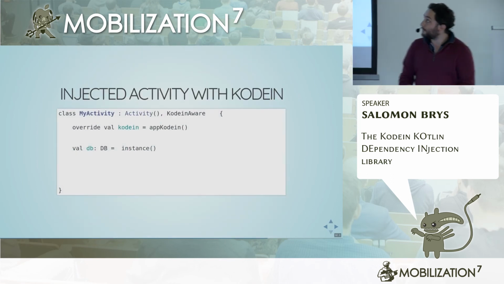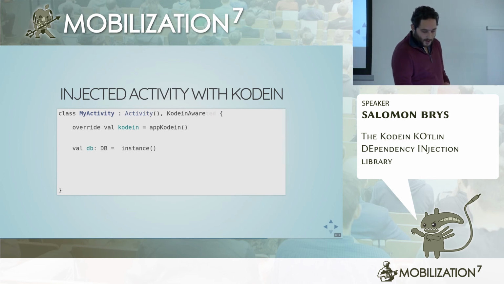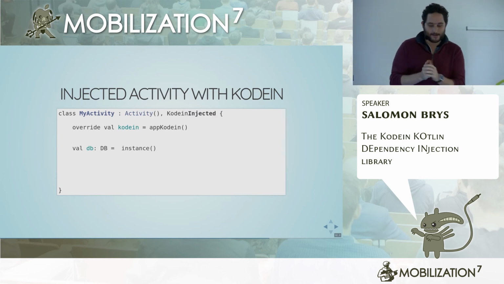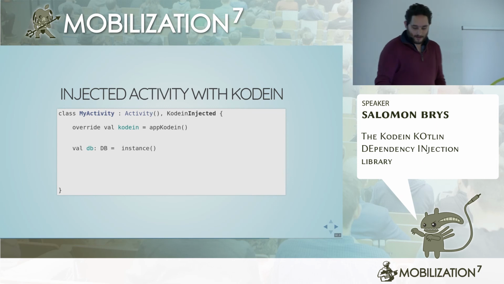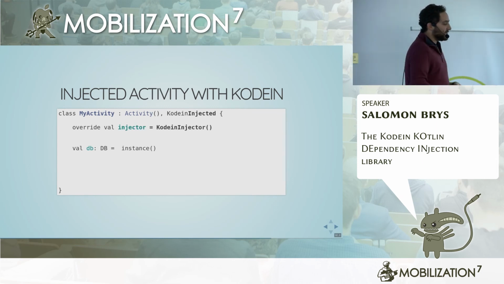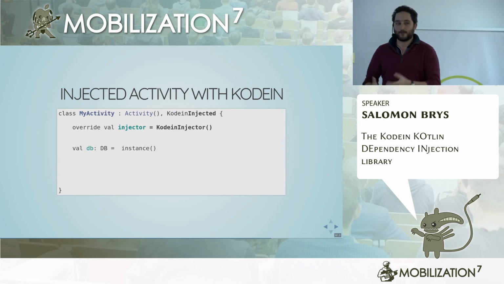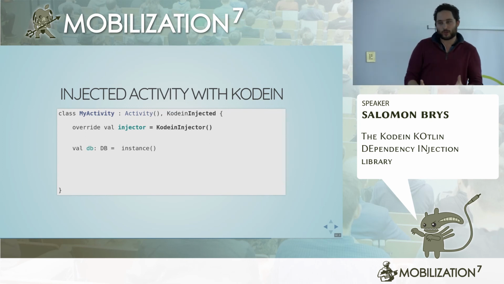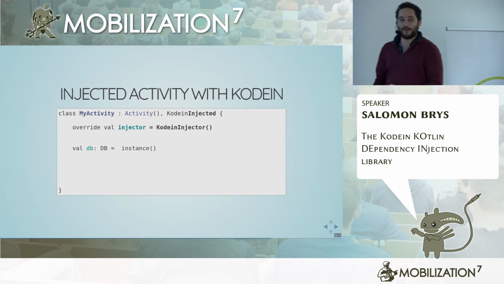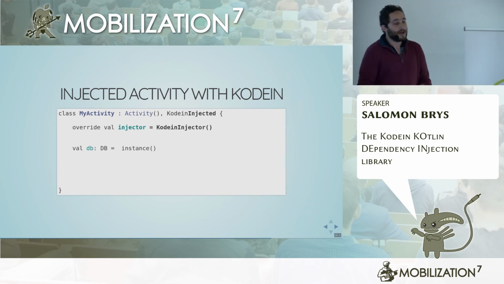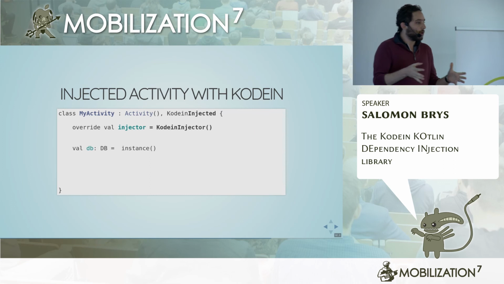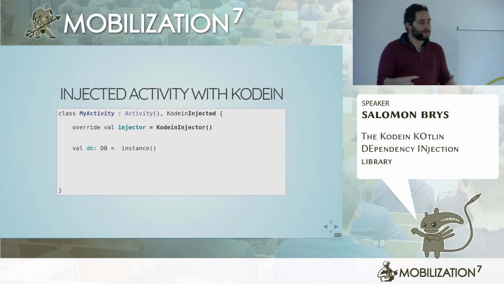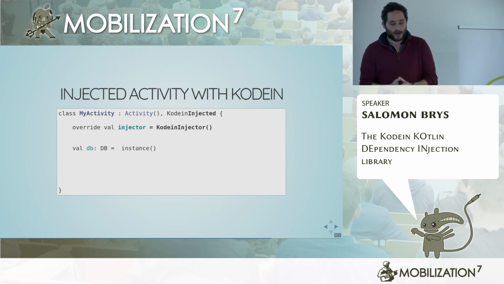So let's get back to our example. Instead of being Kodein aware, we are Kodein injected. And now the difference is that you create an injector. Now this is interesting because an injector is an object that has no notion of where to find a Kodein instance, which means that an injector has absolutely no notion of what the bindings are, what the dependencies are, what the dependency tree is, and so on and so forth.